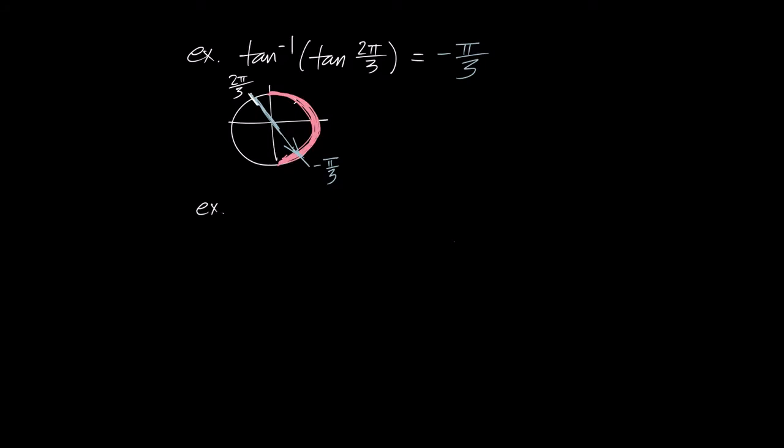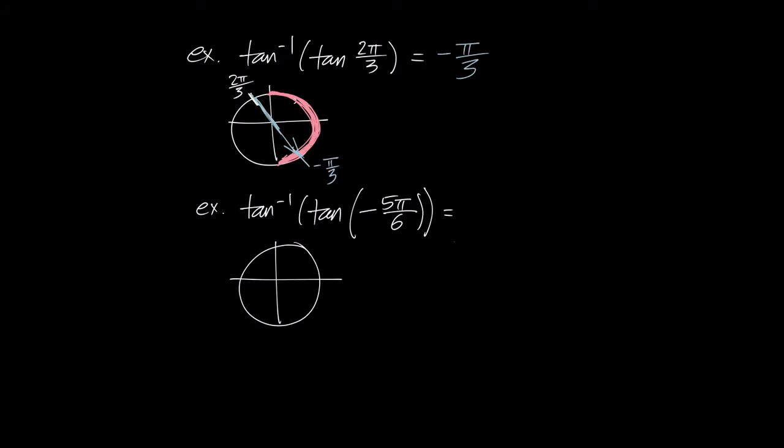Let's look at another example. Inverse tan of tangent of negative 5 pi over 6. We draw a unit circle and we locate negative 5 pi over 6, which is over here. It is not in the required range of the first or fourth quadrant. So, just like before, we take this point and go diagonally through the origin to the other side. This angle here is pi over 6. So the answer here is pi over 6.